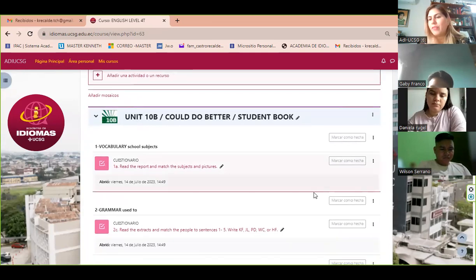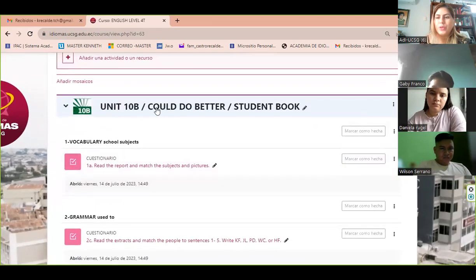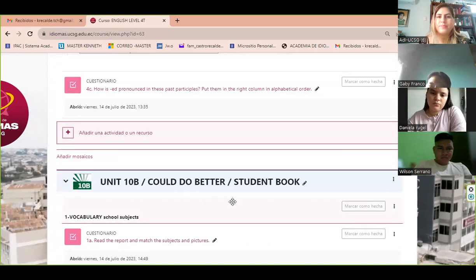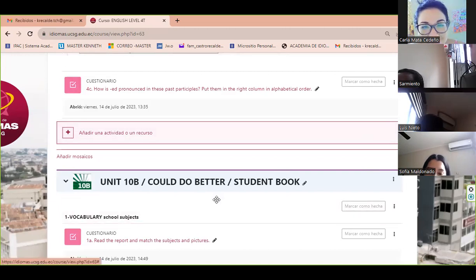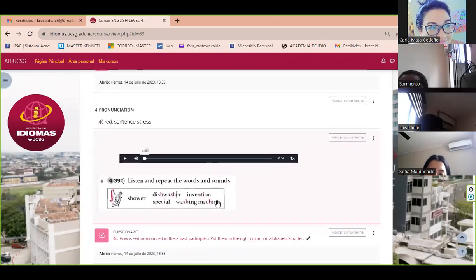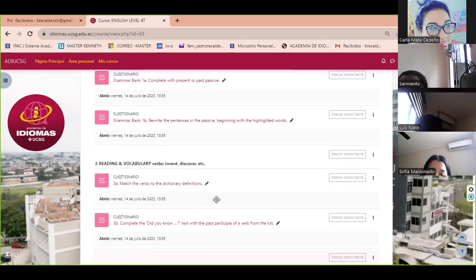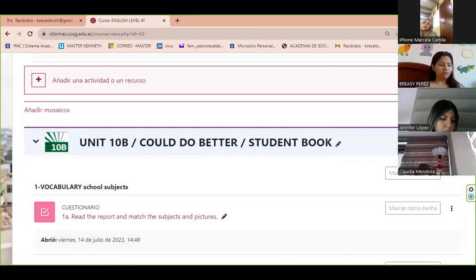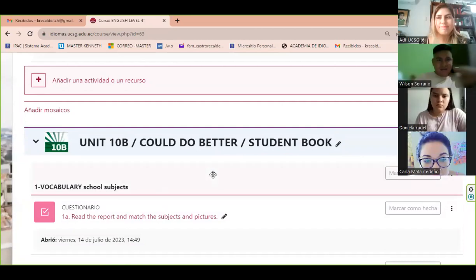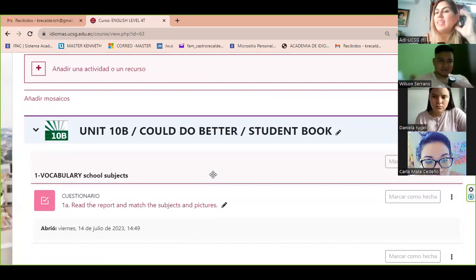But before starting, what is the name of our unit? Wilson, what is the name of our new unit? Wilson, wake up. What is the name of our new unit? Sophie, what is the name of our new unit? Unit called the weather. Yeah, Wilson, I need you to be sharp, okay? Could do better, okay? That is the name of our new unit.